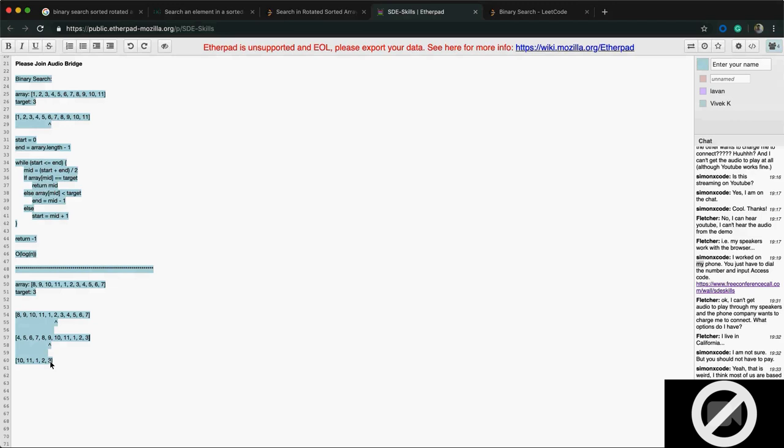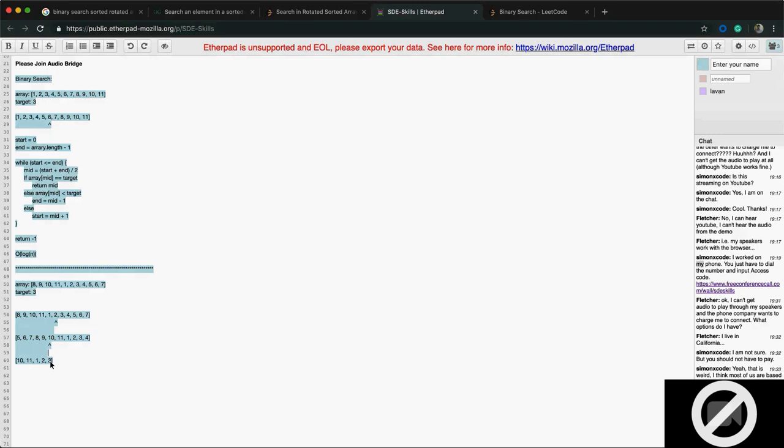So since we are trying to find 3, we actually know it's on the right side, because that last element is equal to that, so we can simply return. But let's say we are trying to search for 2, for example. Let's say this is the case. Yeah, that would be better.